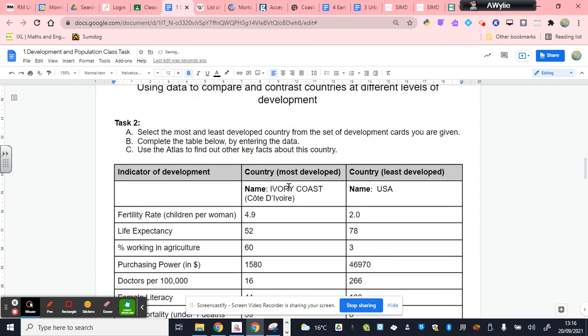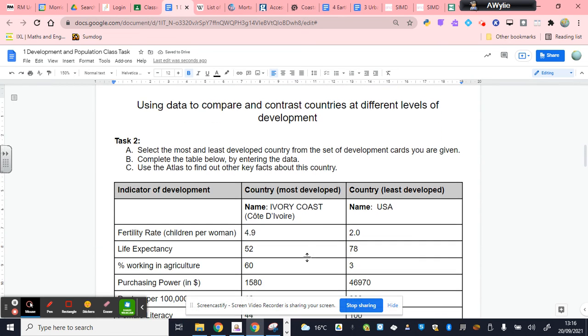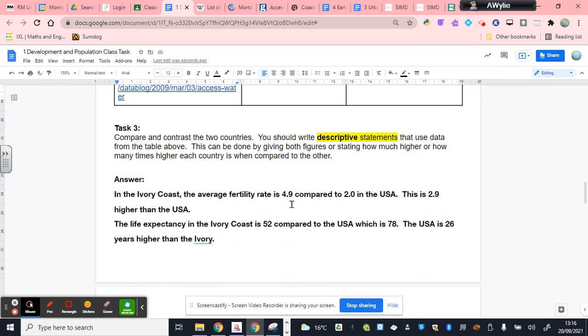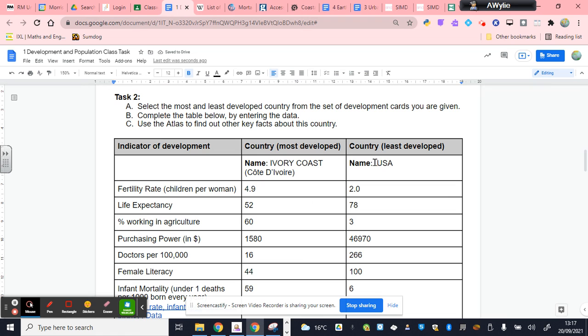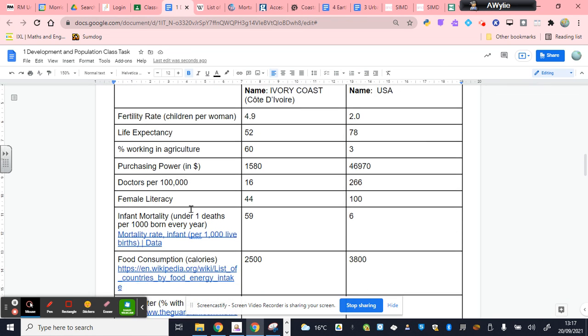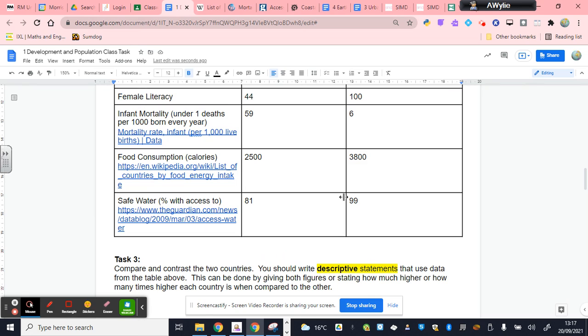So there is me showing you using the Ivory Coast and the USA as an example for the first 2 measures of development. And we're able to see by these statements that in the United States, they're having on average 2.9 less children, or Ivory Coast is having on average 2.9 more children per woman, and that people in the Ivory Coast are living 26 years younger, or people in the United States are living 26 years older. What I'd like you to do now is do the same for the two countries you've selected, for not just these two, but also for the remainder of the countries on that chart.